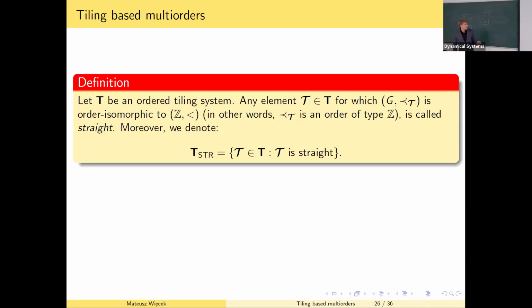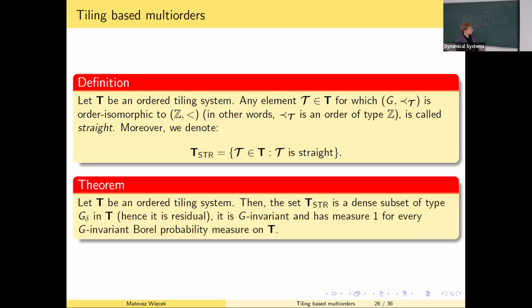And we also denote by T-str the set of sequences of tilings which exactly produce orders of type Z. But it turns out that our restriction is not as strict as it seems to be, because this set of straight elements is big both in a measure-theoretic and in a topological manner, because it is of full measure for any G-invariant Borel probability measure on our tiling system, and from a topological point of view, it is a dense G-delta subset, so it is residual.